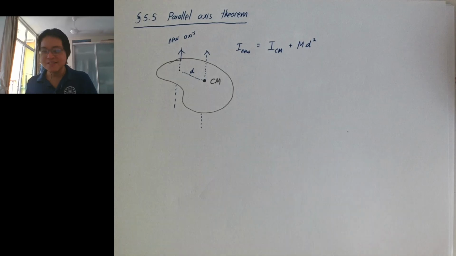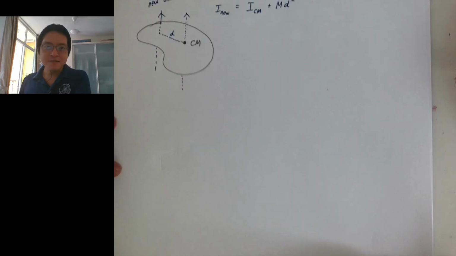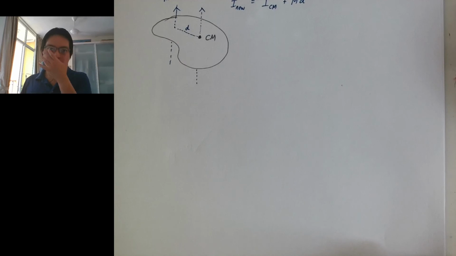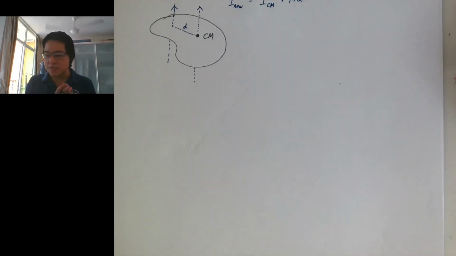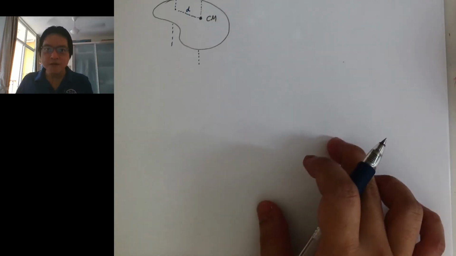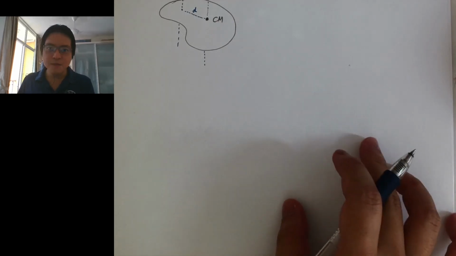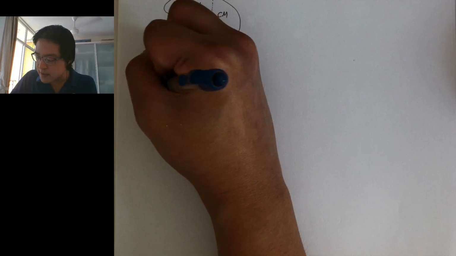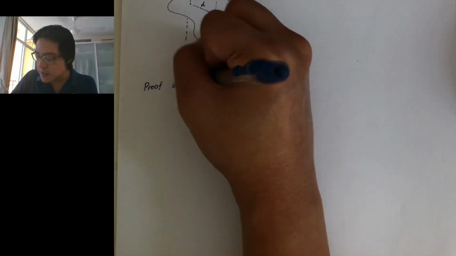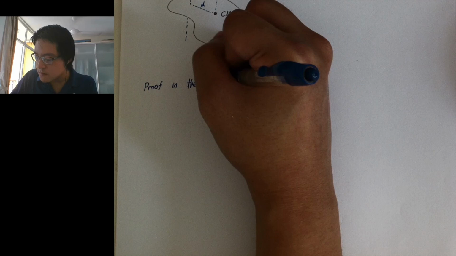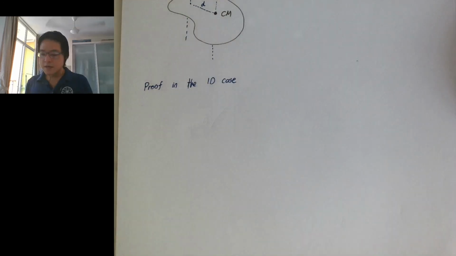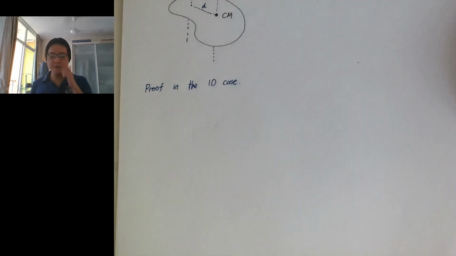Okay, that's good. So let's try to prove this. In the lecture notes, the proof is given for a general two-dimensional object, but it's a bit more complicated, right? So let's make it easy. Let us prove this case in the one-dimensional case. So, proof in the 1D case. How do we prove this in the one-dimensional case?